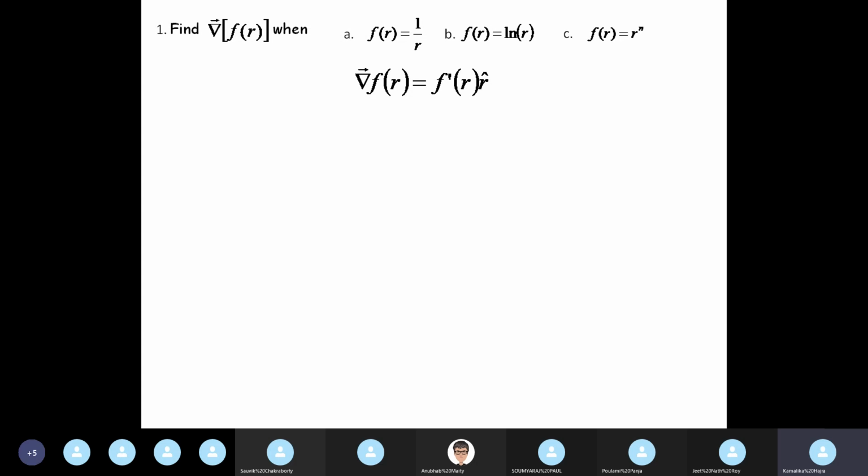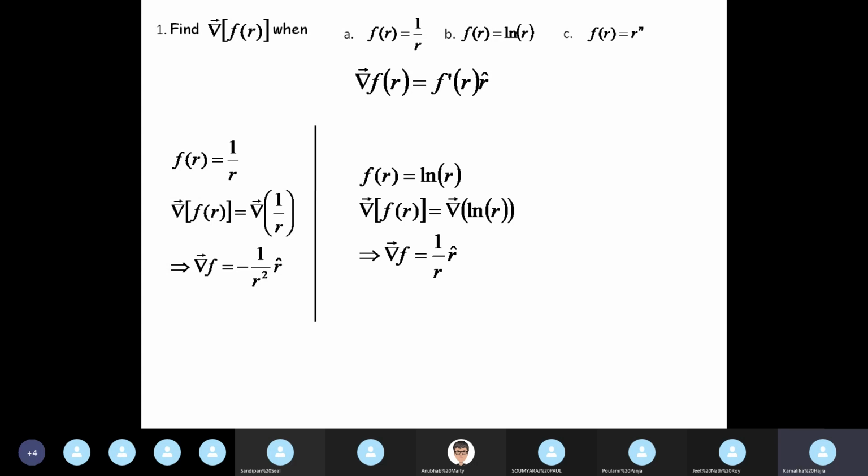It will be minus of r cap by r square. F prime r is minus 1 by r square, f of r is 1 by r, so grad of 1 by r is minus 1 by r square r cap. Very easy, right? Second one? R cap by r. Again very easy. F of r is log r, so grad of log r: f prime r is 1 by r, so r cap by r. And the third one?